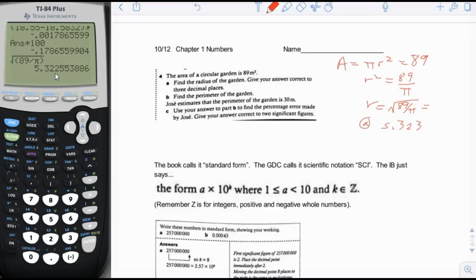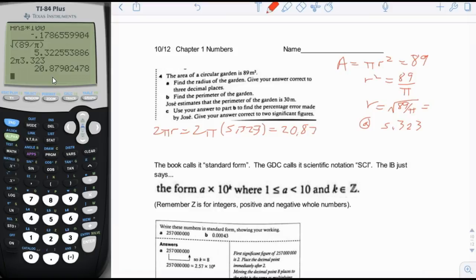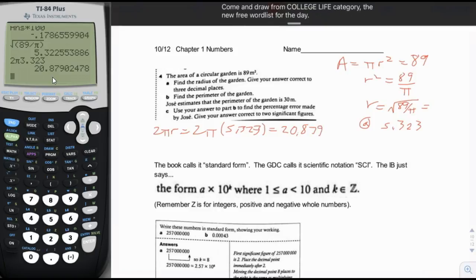And then B, find the perimeter of the garden. The perimeter would be 2 pi r. So we're going to say 2 pi, and we'll use the r value 5.323. So that will be 2 pi times 5.323, which is 20.879. We'll keep 3 decimal places like we did before.